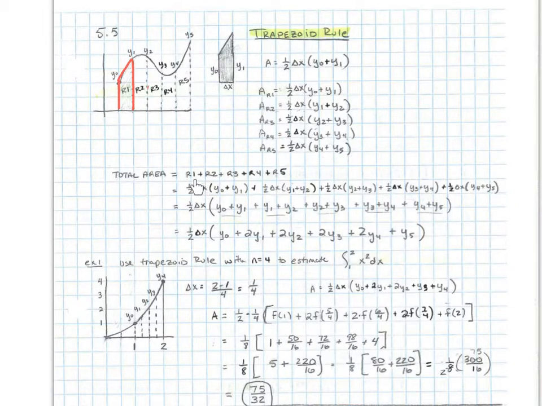Now, if we add up all those regions, 1, 2, 3, 4, 5, and write them horizontally, you see we have region 1, region 2, region 3, region 4, and region 5. Each one of these has 1/2 delta x. We can factor that out. You're left with y0 plus y1, and then y1 plus y2 plus y2 plus y3 plus y3 plus y4 plus y4 plus y5. And you can see that there are 2 y1s, 2 y2s, 2 y3s, and 2 y4s. So all except for the first and last heights, you're going to have 2 of all the other heights.